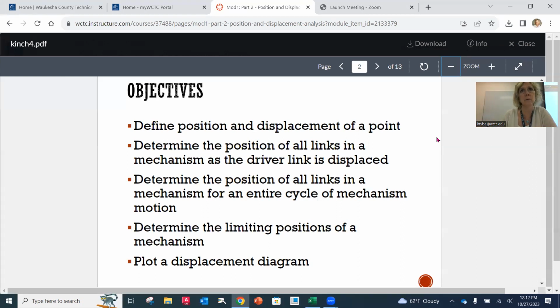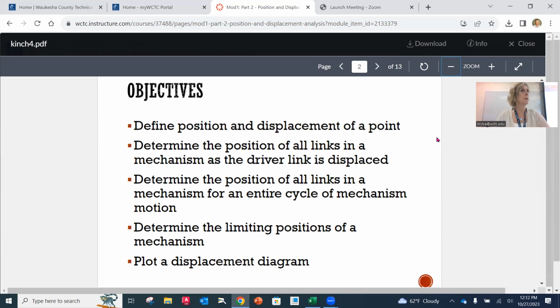How far did that slider move from where it was at? Then we're going to position all the links of the mechanism so that we can see them go around in an entire cycle. So all that means is we're turning the full 360 degrees, and then we're going to find out what's going on the other end.